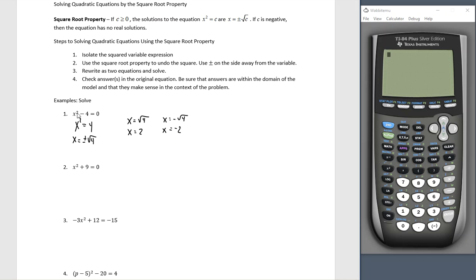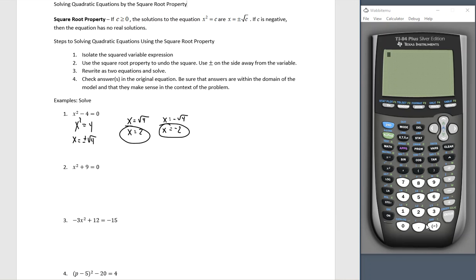Let me check. 2 squared is 4. 4 minus 4 is 0. That one works. x equals negative 2. Negative 2 times negative 2, that's negative 2 squared, is 4. 4 minus 4 is 0.